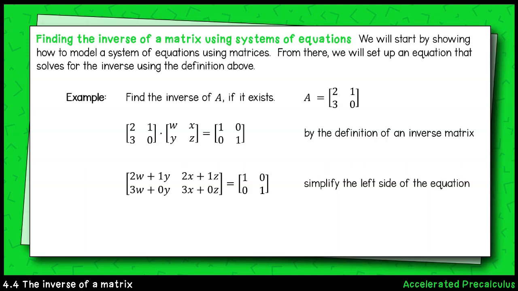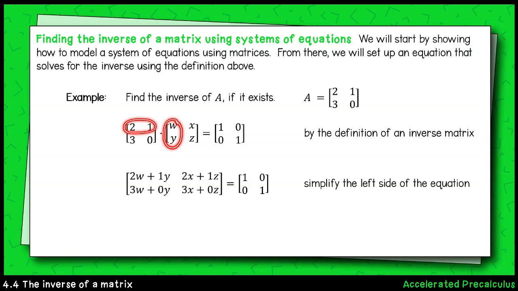We will look at two different ways to find the inverse of a given matrix, starting with using linear equations. In this example, we're asked to find the inverse of A if it exists. Well, remember, by definition, A times its inverse, which we've denoted as this square matrix with entries W, X, Y, and Z, will be the 2x2 identity matrix. We'll start by simplifying the left side of the equation, multiplying A and the inverse of A.